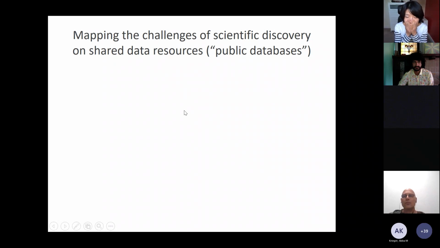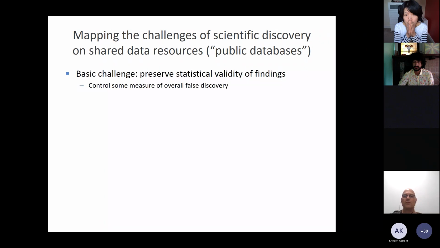What we were thinking about then and have been thinking about since is this idea of scientific discovery on shared data resources, what we call public databases, which are data resources collected jointly and shared by a scientific community that wants to use it as a resource for scientific discovery. The most basic challenge we're all aware of is how to preserve the statistical validity of the findings performed on this shared data resource. That means controlling some measure of overall false discovery of the research done on the shared resource.